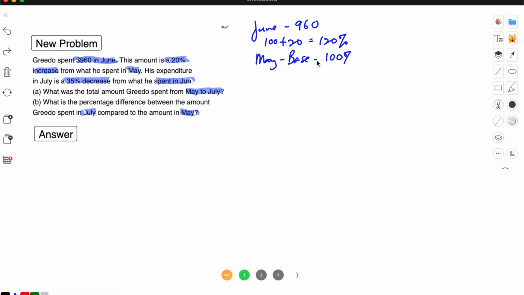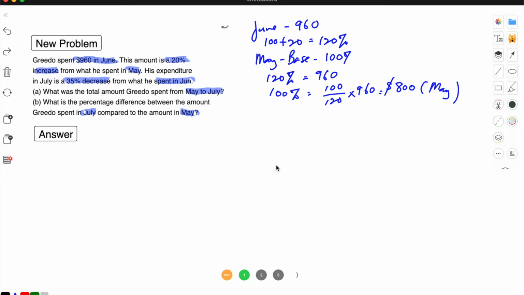So now we can calculate what that is because we know 120% is equal to $960. So we can calculate what 100% is. It will be simply 100 divided by 120 multiplied by 960. You can use your calculator. I believe you're going to get $800. So this is what he spent in May.